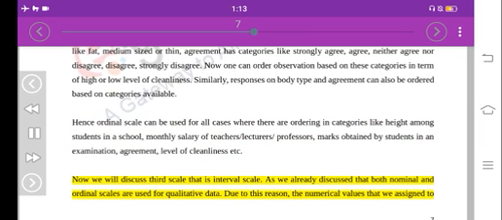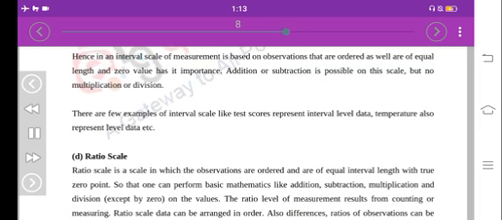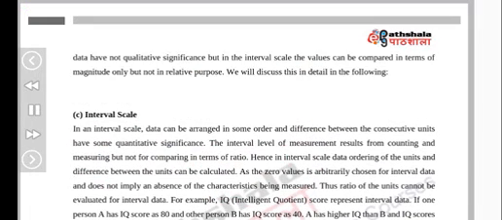As we already discussed, both nominal and ordinal scales are used for qualitative data. Due to this reason, the numerical values that we assign to the data have no quantitative significance, but in the interval scale the values can be compared in terms of magnitude only, but not in relative proportion. We will discuss this in detail in the following.